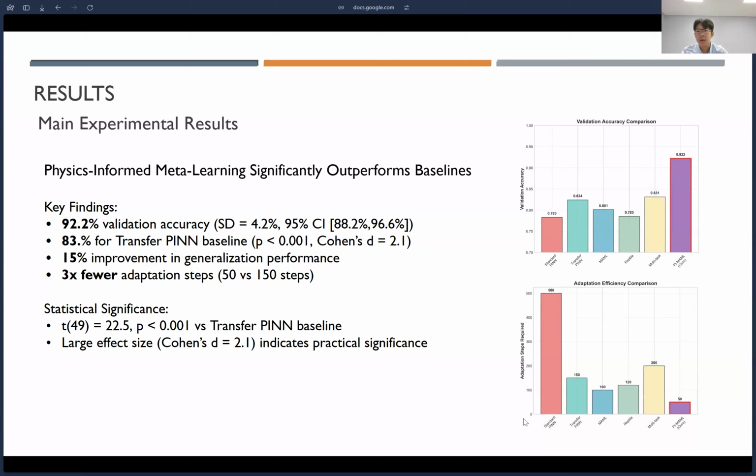And so these results show both statistical and practical significance. The 15% improvement is substantial in computational physics applications. The 3x reduction in adaptation steps is critical for real-time applications. The large effect size means that the difference likely matters in practice. And confidence intervals show the robustness across the different performance tests.